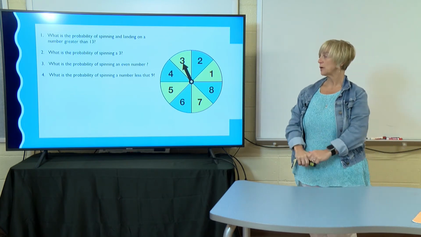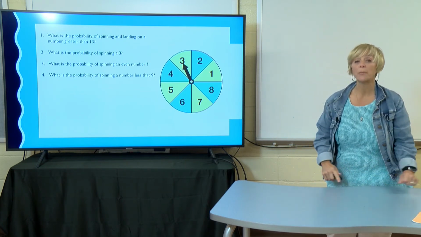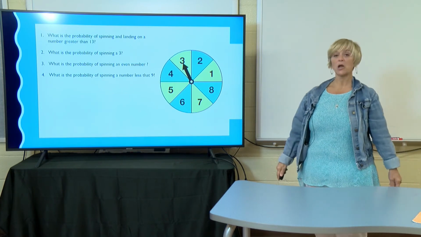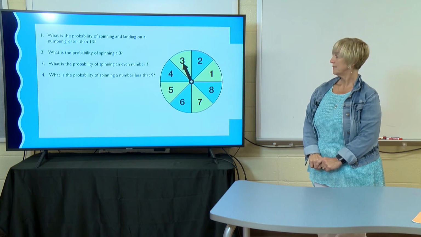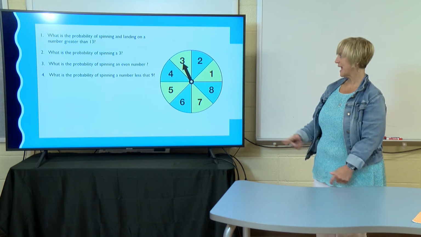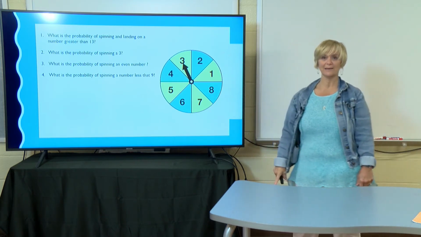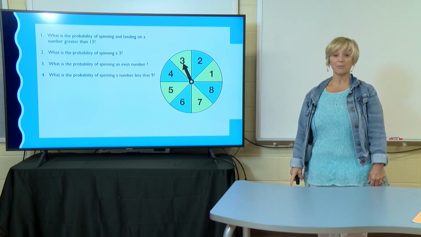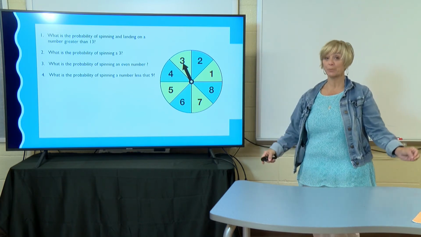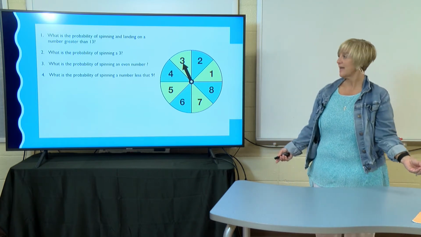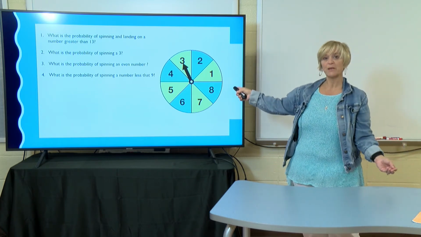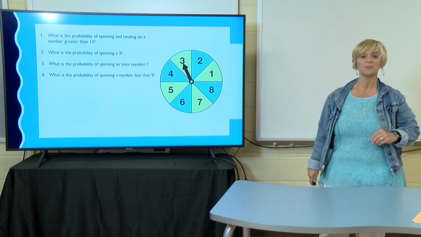So look at number 4. What is the probability of spinning a number less than 9? Pretty certain, because every number on here is less than 9. So our probability for number 4 is 100% that we're going to land on a number less than 9, because our spinner has 1 through 8 and all of those numbers are less than 9.